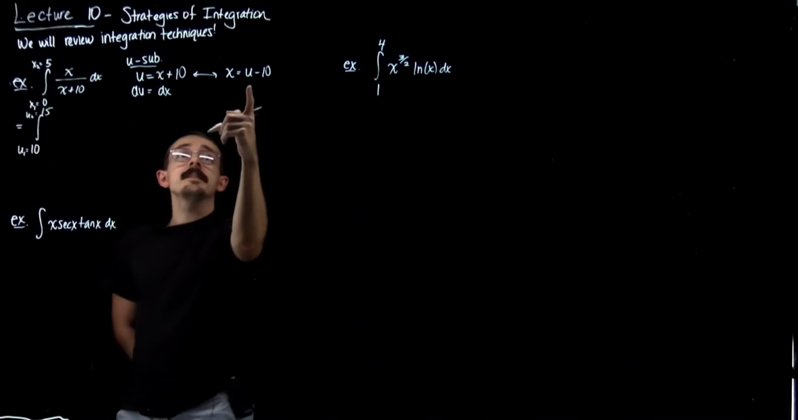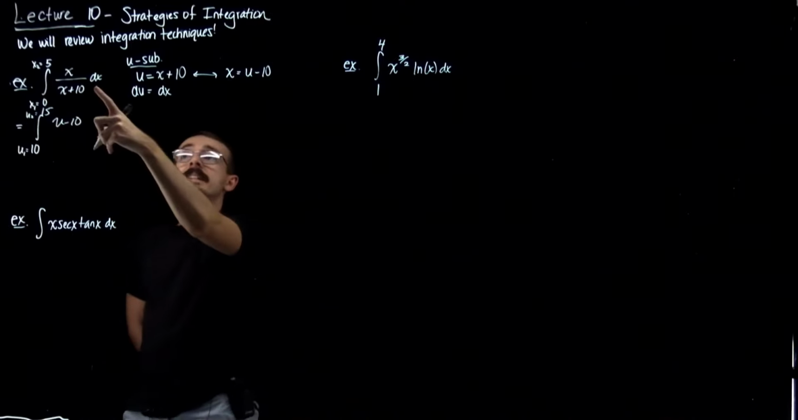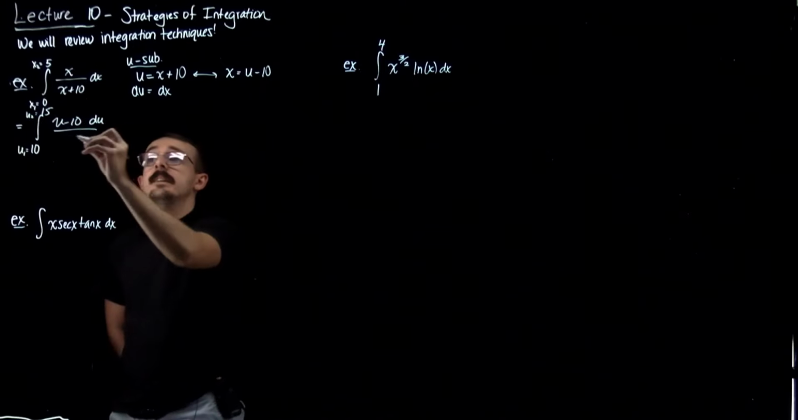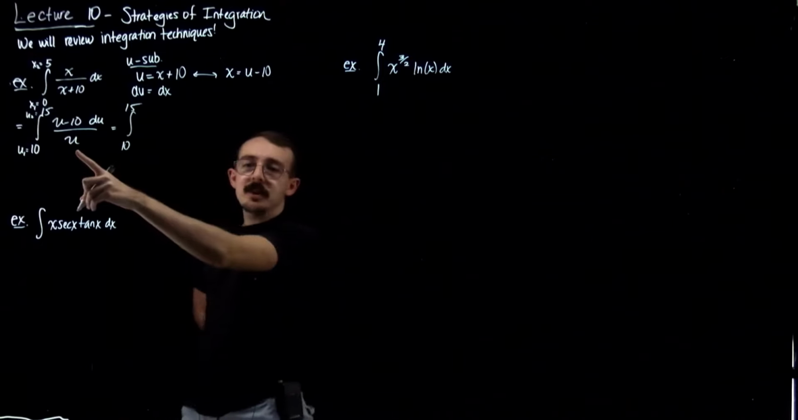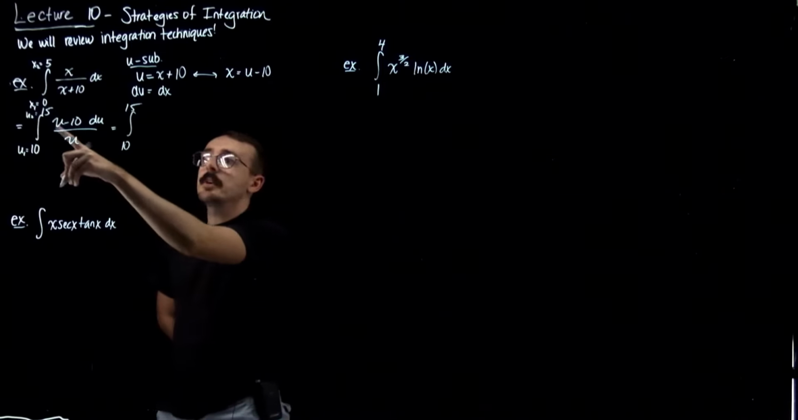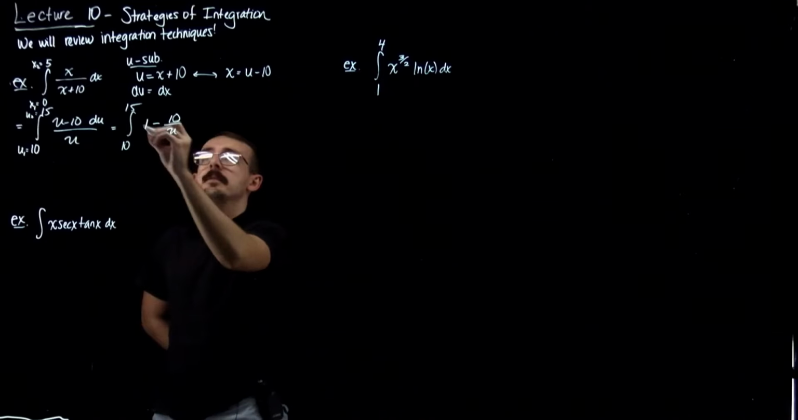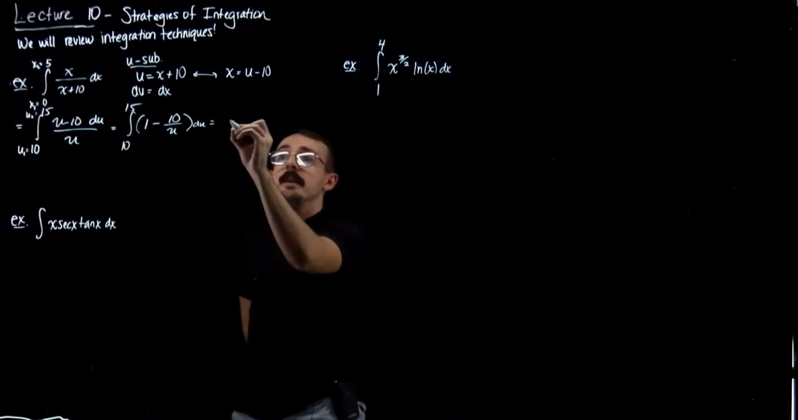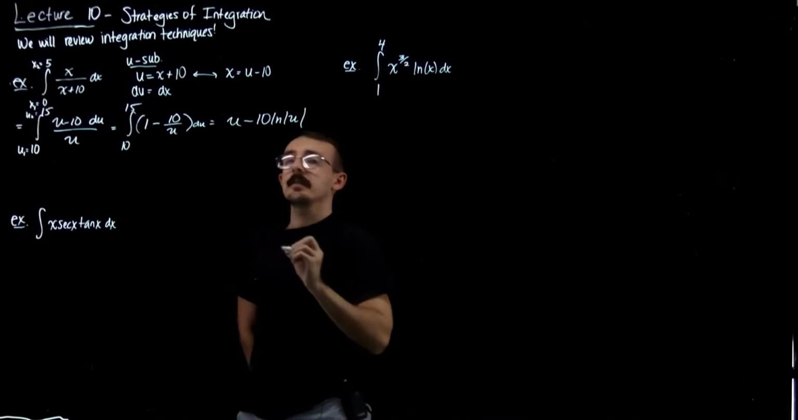Here I'm going to plug in my x. x is equal to u minus 10 based on this equation. dx is du from my substitution. And x plus 10 is u. So this is the integral from 10 to 15. I have one term on the denominator, so I can divide it into each of them. u divided by u is 1, minus 10 divided by u, du. I'm ready to integrate. The integral of 1 is just u. The integral of 1 over u is ln absolute value of u.